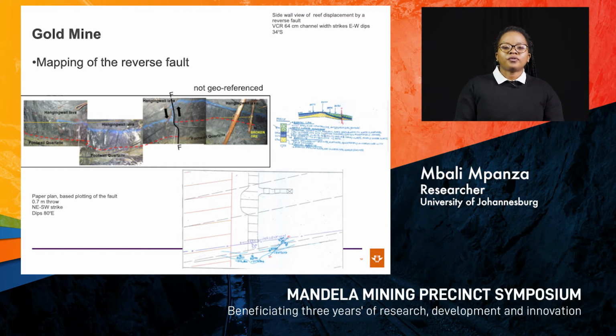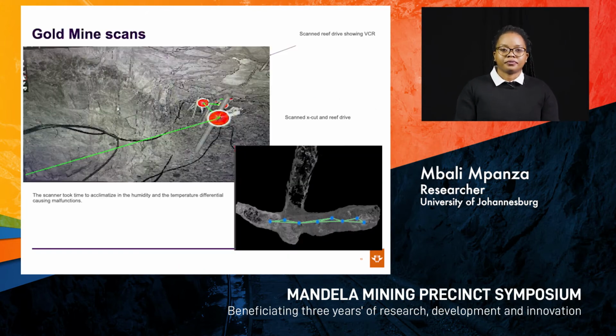So what we did here was map a reef drive. Initially we were supposed to map a crosscut, but the crosscut had already holed, and then we went through into the reef drive and mapped the reef drive. The ground conditions were quite intact, but we intersected one structure, a reverse fault, which threw the reef 0.7 meters, and it was striking northeast-southwest, dipping 80 degrees east. As part of the mapping, we also profiled the reef. Profiling the reef is following the reef elevation on both sides of the fault.